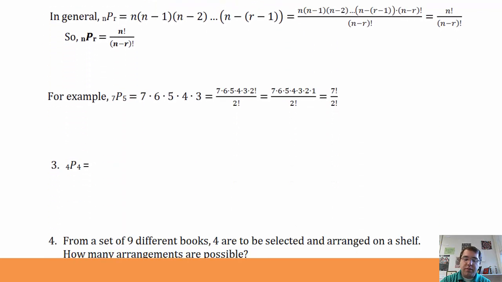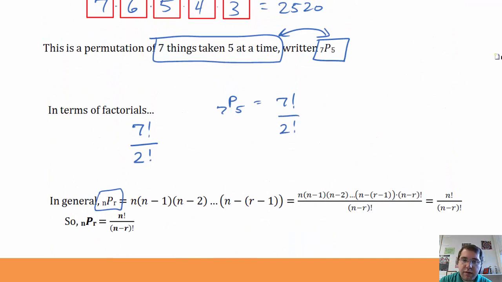So in general, n things taken r at a time, the permutation nPr, is n times n minus 1 times n minus 2, all the way down to n minus r minus 1. r up here was 5. So we took 7 times 6 times 5 times 4, and we stopped at n minus r minus 1. N minus 5 minus 1. 5 minus 1 is 4, n minus 4 is 3. So we stopped at 3.